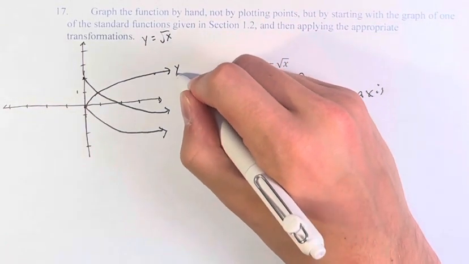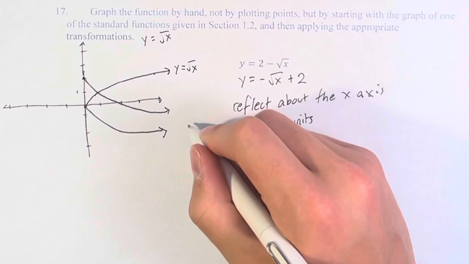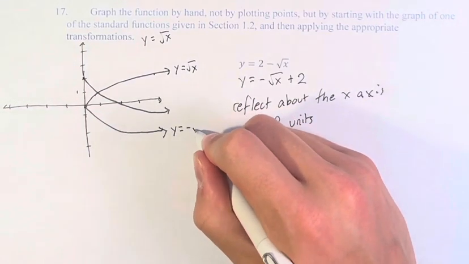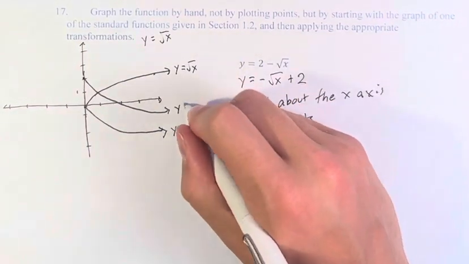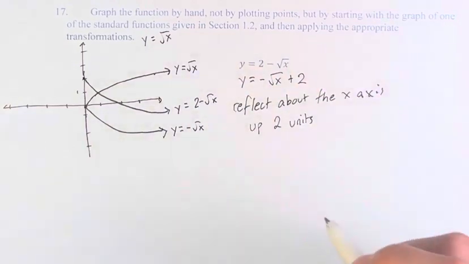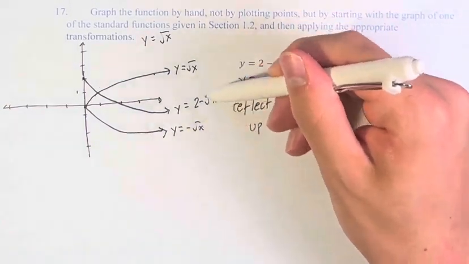So this is y is equal to the square root of x. This is y is equal to the negative square root of x, and y is equal to 2 minus the square root of x. The original, the intermediate step, and the final function.